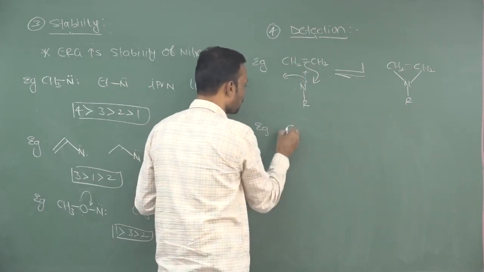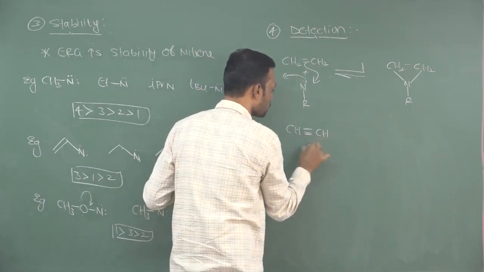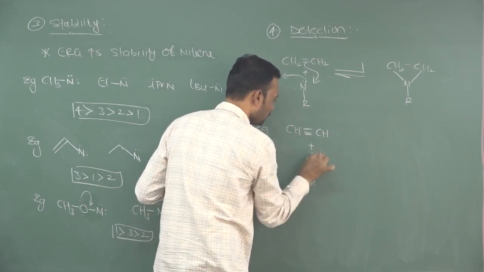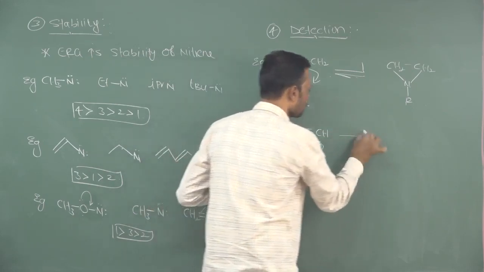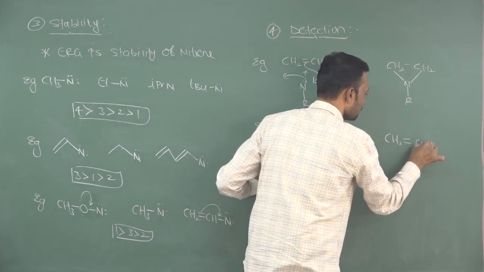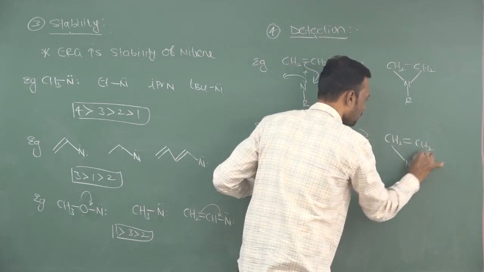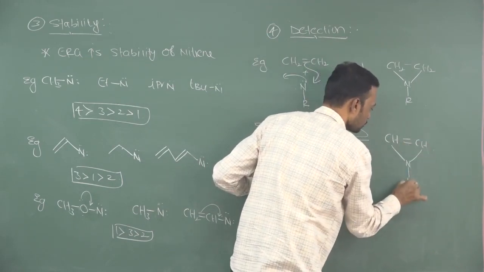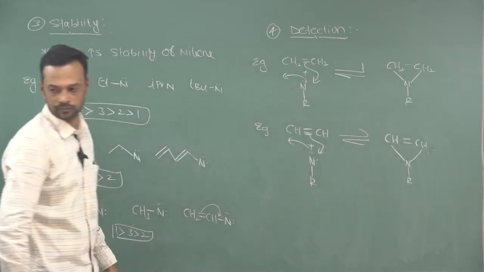Now if I add a triple bond, when a carbon-carbon triple bond is added to nitrene, this will combine here, this will migrate out, and finally, can I get a double bond or not? A carbon-carbon double bond, and here nitrogen will be like this. So this is R. What is this? Azirine.